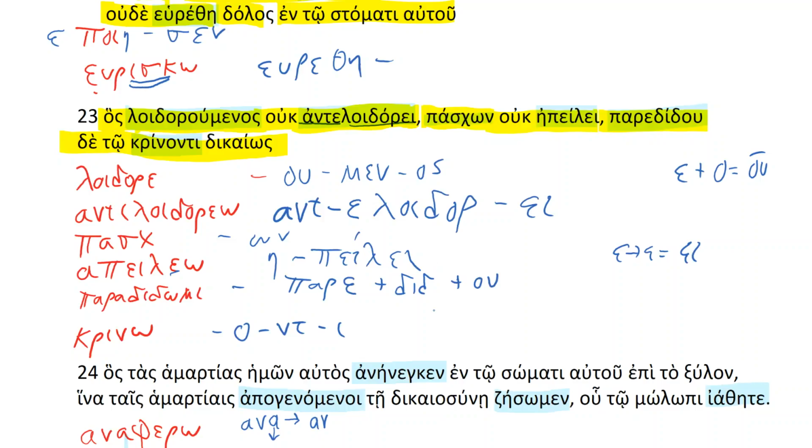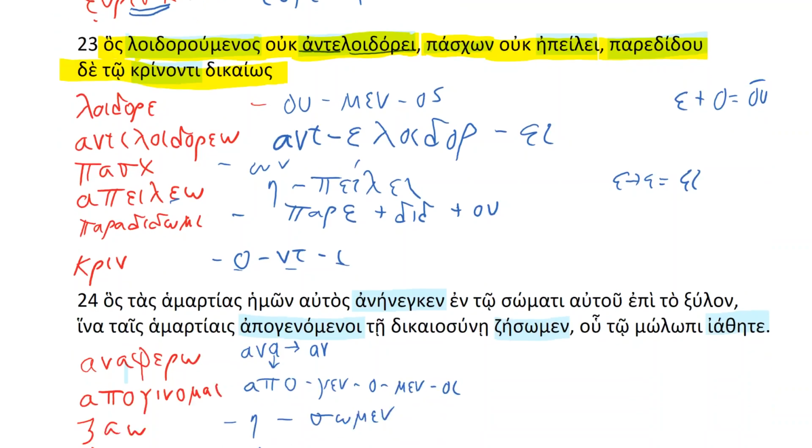Okay, crenanti is real straightforward. It's simply take the present, it's present active participle, it's the present stem plus the connecting vowel, the neutal, and the iota. All right.